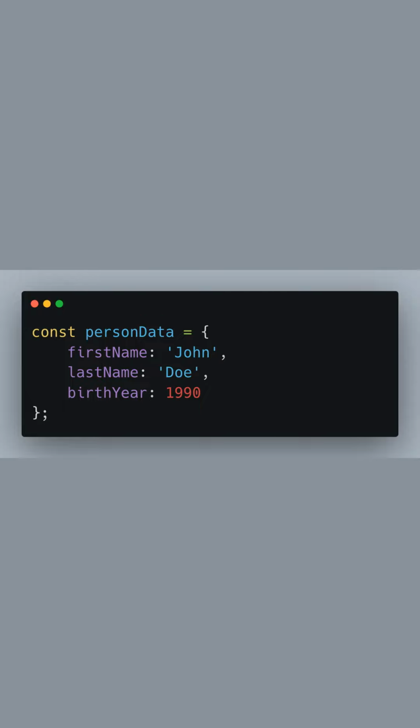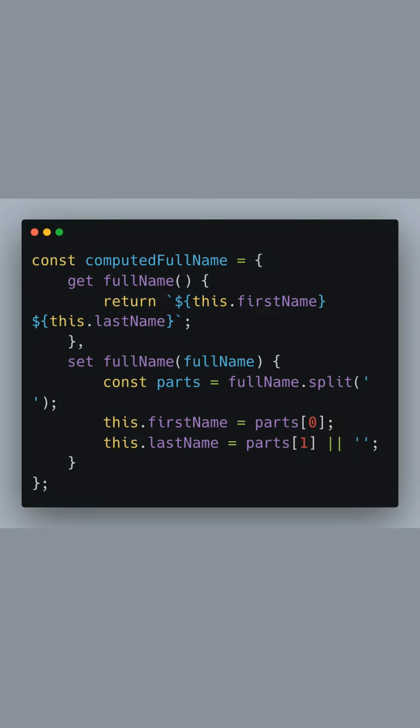We begin by defining a simple JavaScript object named personData, which simulates a person's record with properties for their first name, last name, and birth year. Next, we create an object called computed_full_name. This object is not a person, but a set of instructions on how to compute the full name. It contains a getter that combines the first and last name into a full name, and a setter that splits a full name into its respective parts.